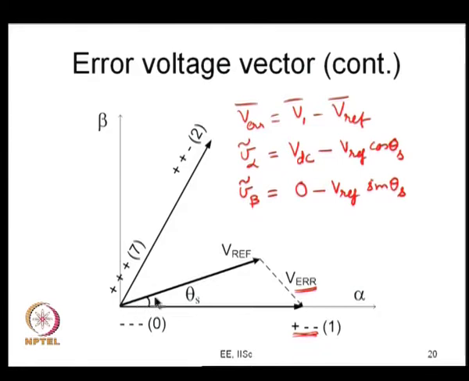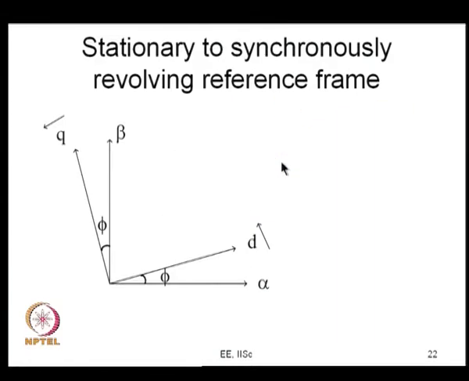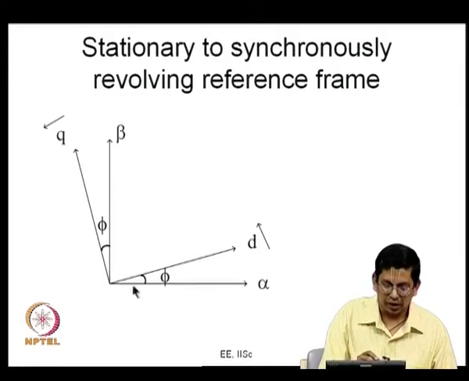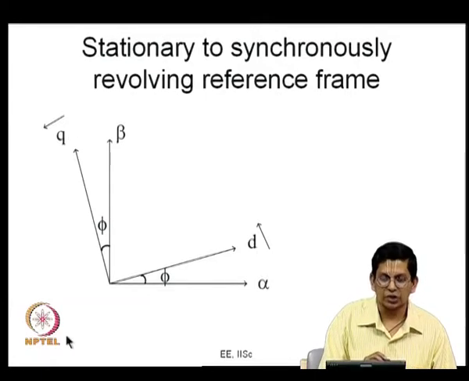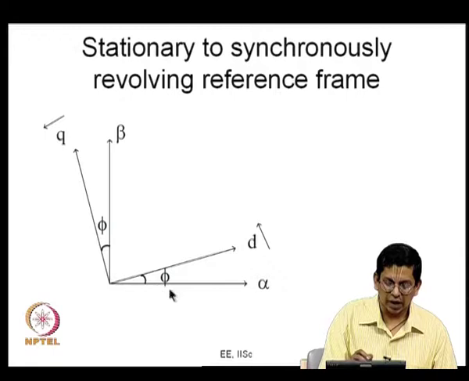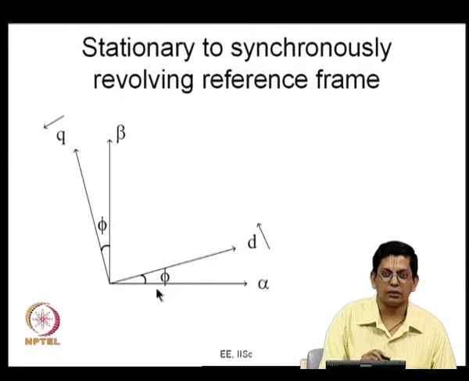For example, one can consider a frame where the reference axis is attached to this V ref vector and keeps rotating like this. So, we can consider a synchronously revolving reference frame. Let us say you have the alpha axis and the beta axis, and then you have what is called a DQ reference frame. This axis is called the D axis or direct axis, and this can be called the Q axis or the quadrature axis. And let us say you have D and Q, and there is an angle phi between these two. So, you can define a transformation now.